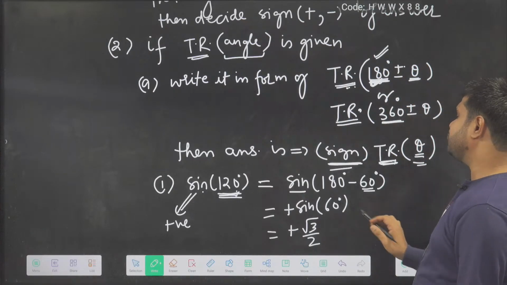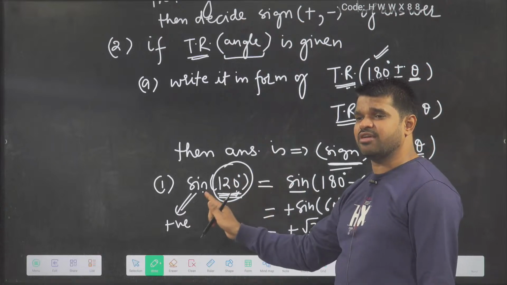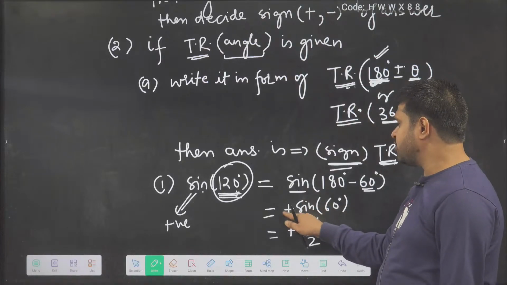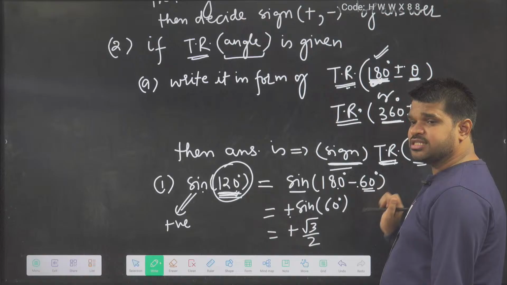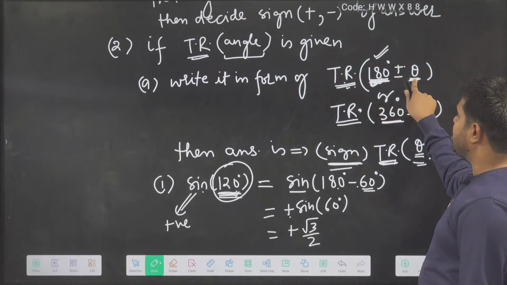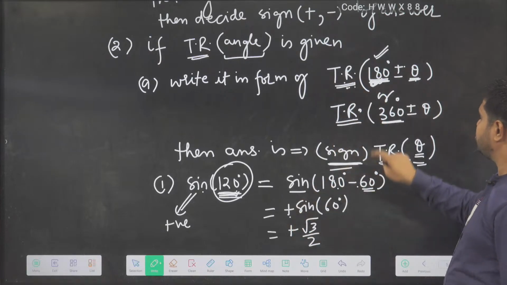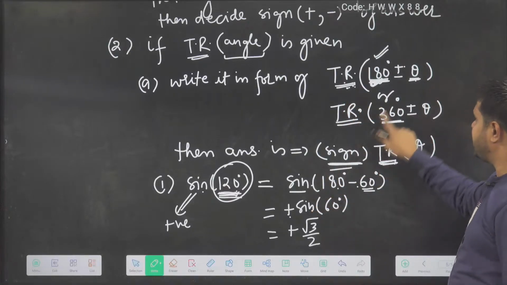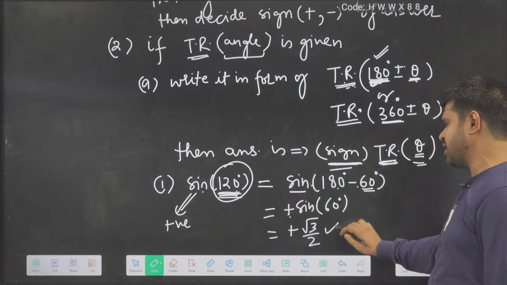Here sine 120 is of the second quadrant. Sine theta will be positive. So first of all I wrote positive. I am writing 120 degree as 180 degree minus 60 degree. So sine of 180 minus 60: first I wrote the sign of the answer, then the trigonometric ratio sine, so I have copied the same ratio here. Theta was 60, so I pasted 60. I know the value of sine 60, and I got the answer.